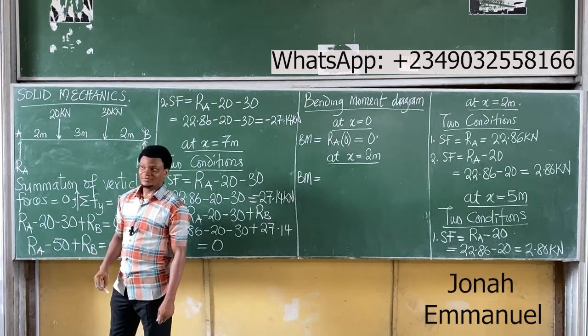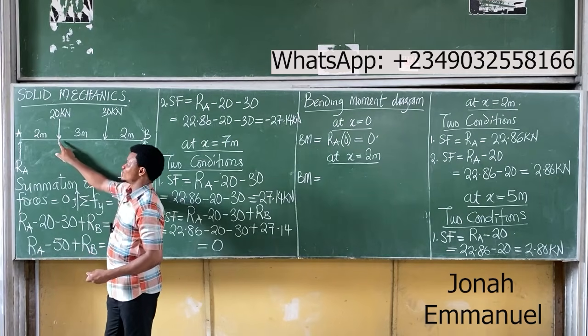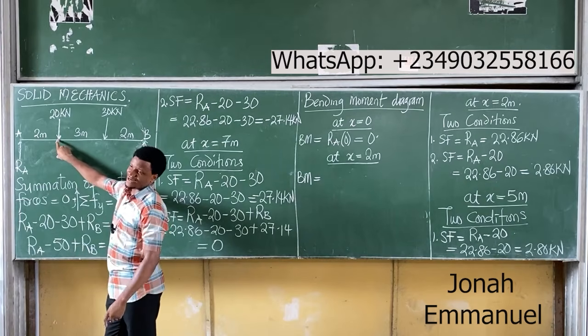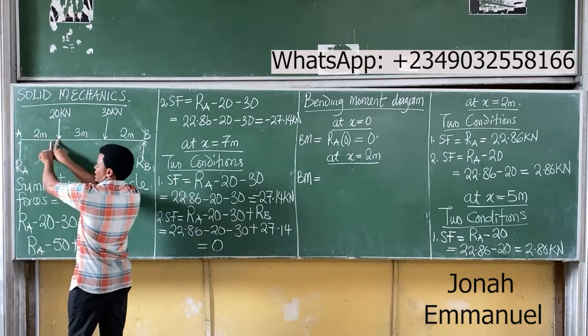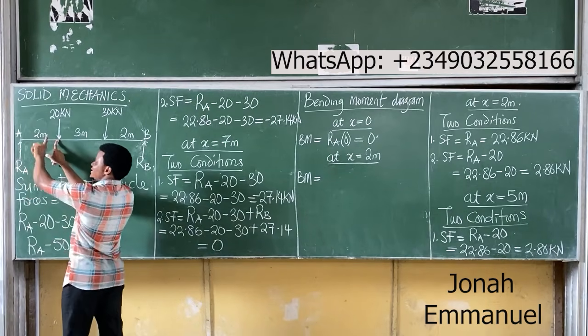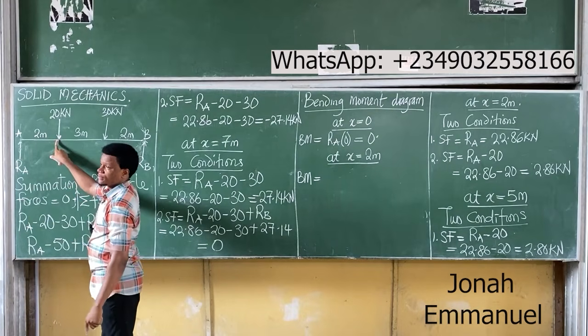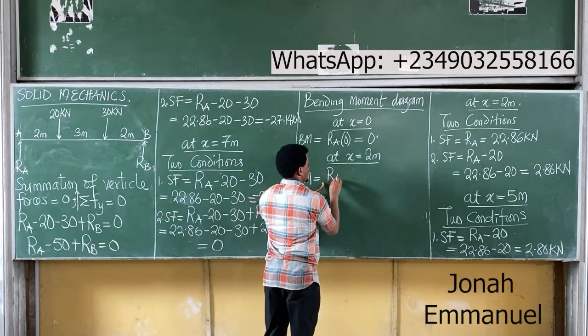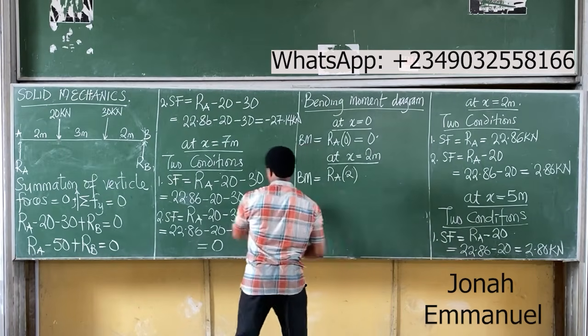Please understand this. At x equal to 2, this is 2 meters. Please, before this point, what are the forces you have there? Just RA. Because the moment is force times distance. This RA, is it giving you clockwise or anti-clockwise? So because of that, RA times the distance, which is 2 meters. So listen.